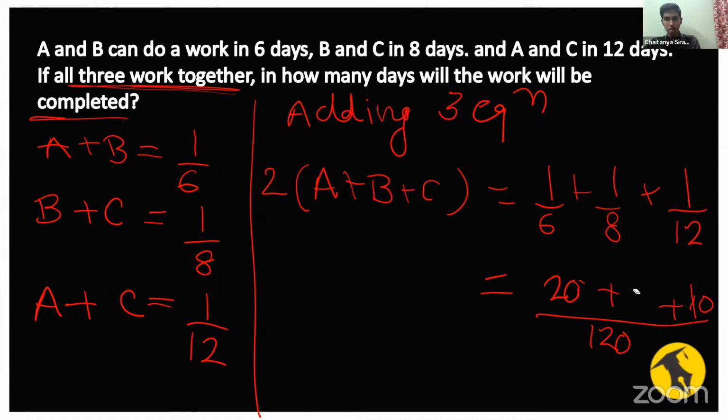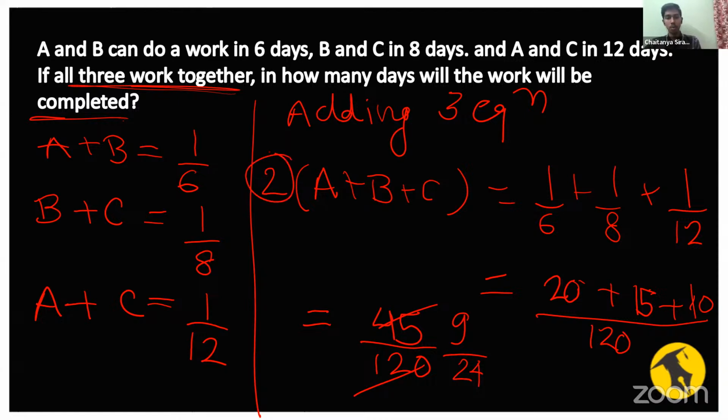How much will it be? Yeah, 50. So if I quickly solve it, I'll get the total as how much? 45 upon 120. If I cancel out by 5, this will be 9 upon 24. So this is again divisible by 2.